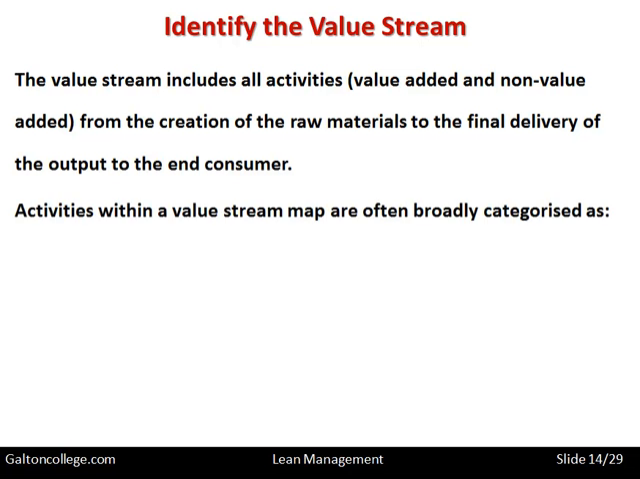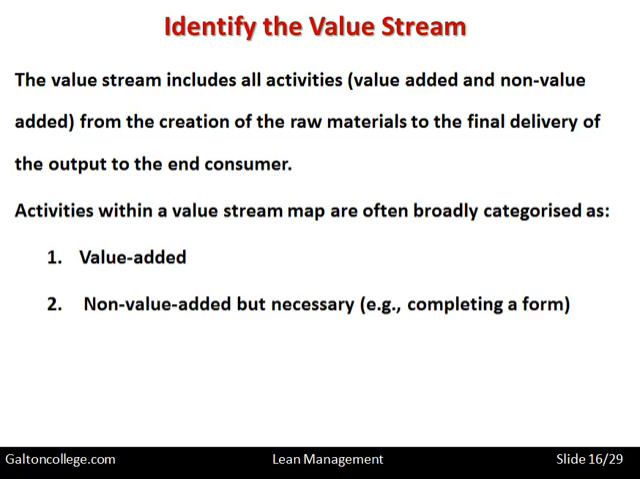Activities within the value stream map are often broadly categorized as value added. That each part of the system is adding value. We start with the raw materials, and then some value is added. The first process is added. Then it moves to the second process. More value is added. And it continues all the way along until dispatch. And value is added at every stage. There's also non-value added, but necessary.